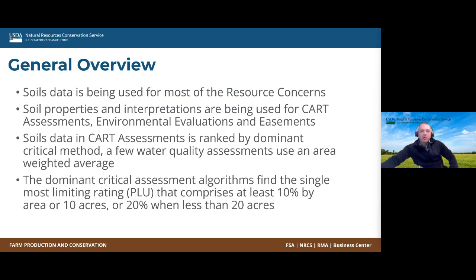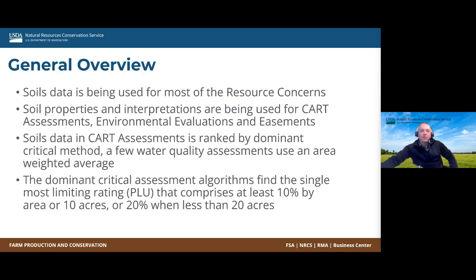The dominant critical assessment algorithms flag the single most limiting rating for the planned land unit that comprises at least 10% by area, or 10 acres, or 20% when less than 20 acres. Since the advent of CART, we've been able to swiftly integrate soils data into conservation planning and ranking. This aligns well with the concepts of resource concerns and the limitations or assumptions that CART uses.